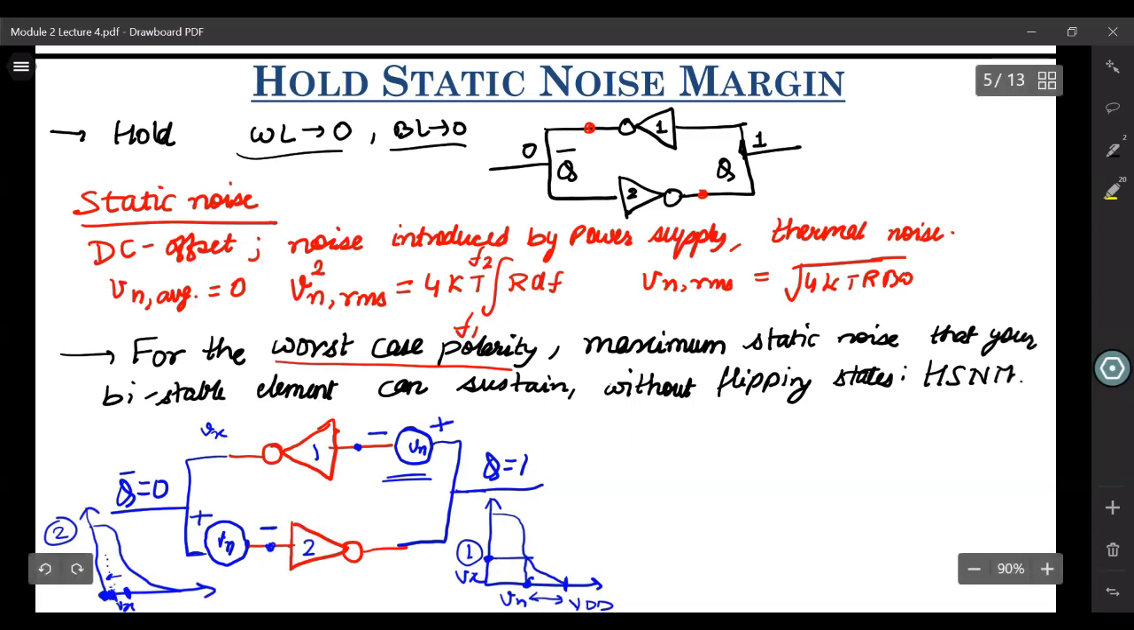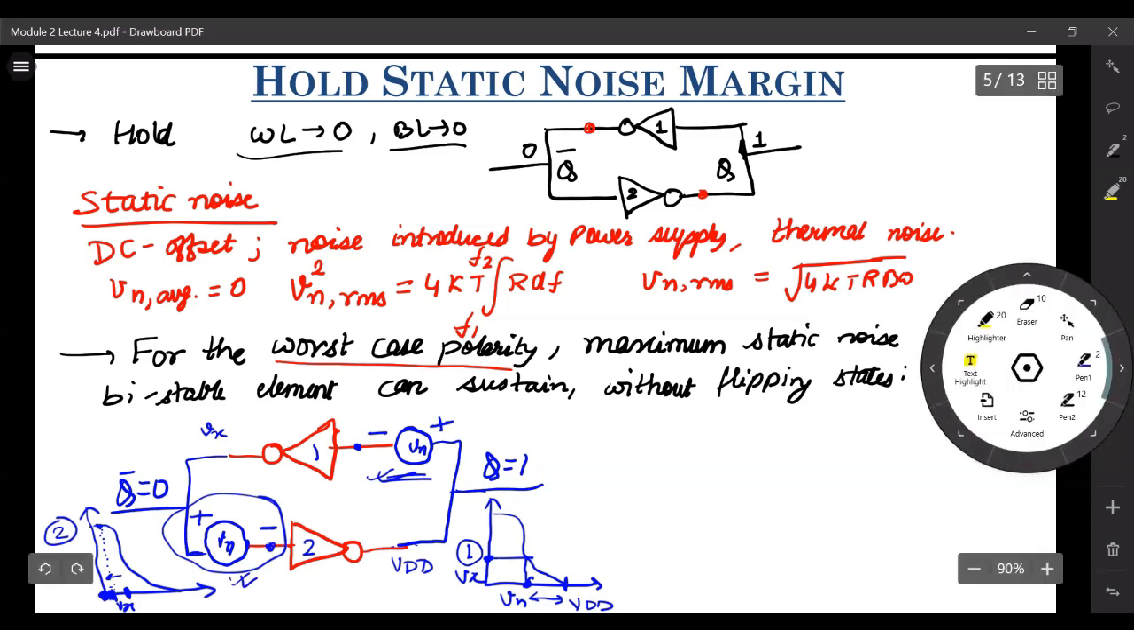Because of this, your output still remains close to VDD. So this node potential, the output of this 2, remains close to VDD. This Vx was reduced by this Vn because of this polarity. Any increase that was being done by this noise was being compensated by this noise, so that the system remains at the same state more or less. So this is not the worst case. What would be the worst case? Let us flip the polarity of the second source also, so that it leads to a positive feedback.